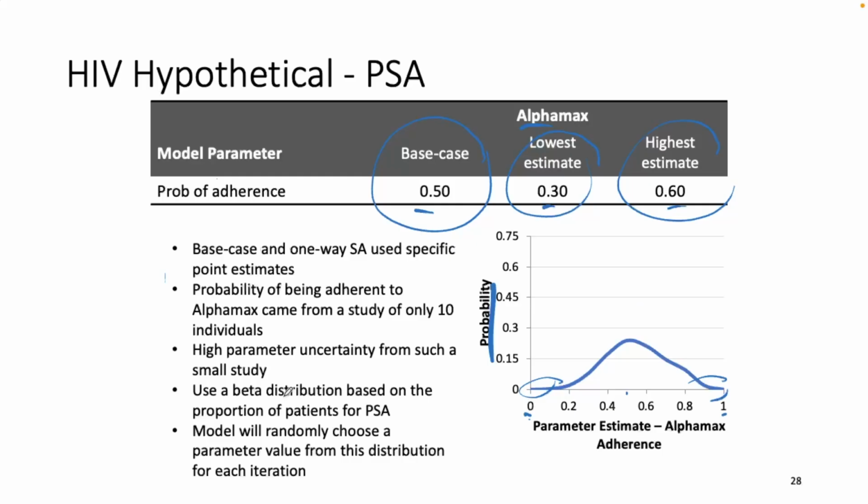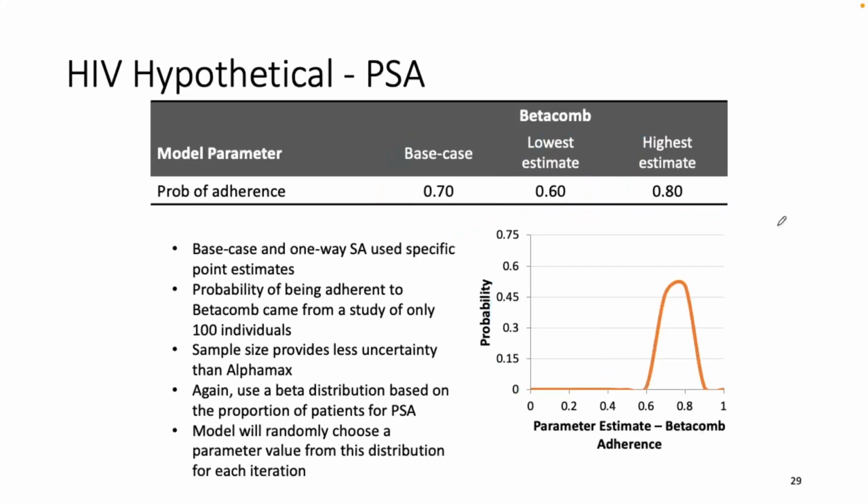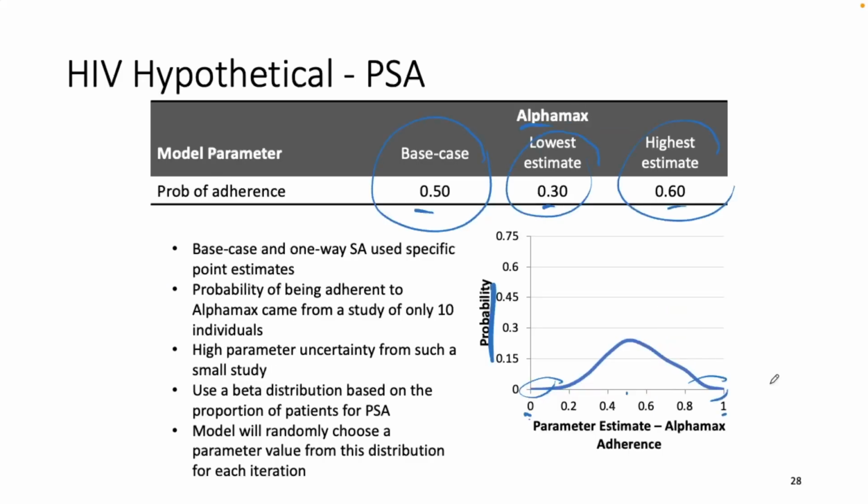We have to actually build these distributions. So we choose the shape of the distribution that we're going to use in our model, and then we also provide it the parameters to calculate the distribution. So here again, now we have the probability of adherence to Betacom. And Betacom, you see, has slightly different variables, and maybe we have a quite different shaped distribution here. We're still using a beta, but the Betacom distribution looks a lot different than the Alpha Max distribution, and that's because we created it with different parameters.